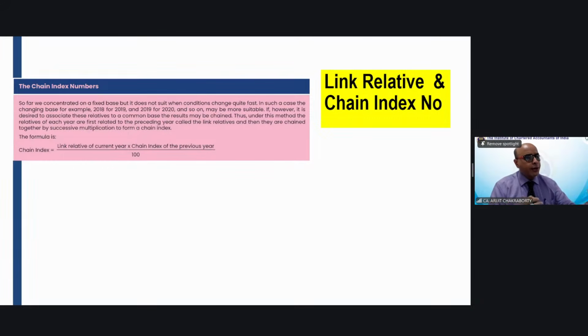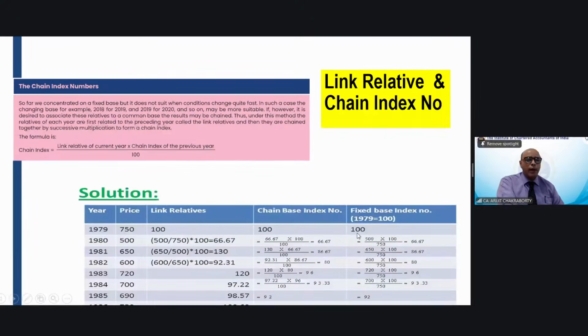चेन इंडेक्स का फॉर्मूला क्या है, लिंक रिलेटिव ऑफ द करंट ईयर multiplied by the chain index of the previous year, और उसको हम लोग 100 से divide करेंगे. On this slide, now we have an example of link relative and chain index. So now we will see an example, and you can see an example comes up here.